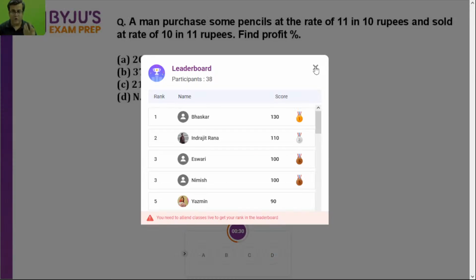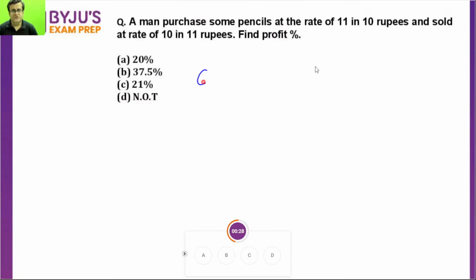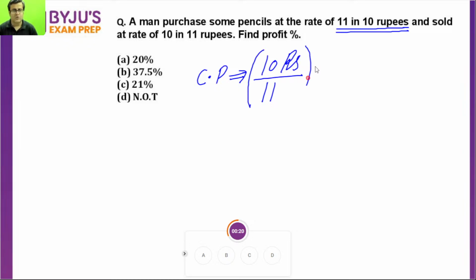C option is right. Now almost everybody was able to do this. Cost price: 10 rupees is the price and 11 articles. This is the cost. What about selling price? 11 rupees and 10 articles. This is the selling price.